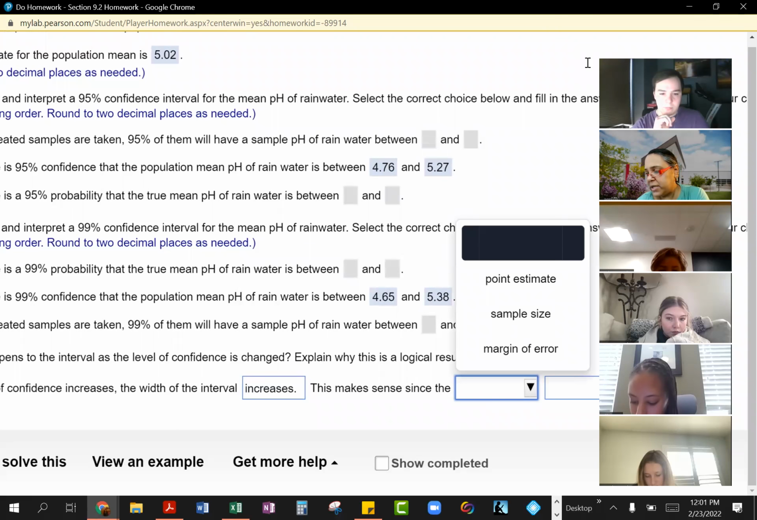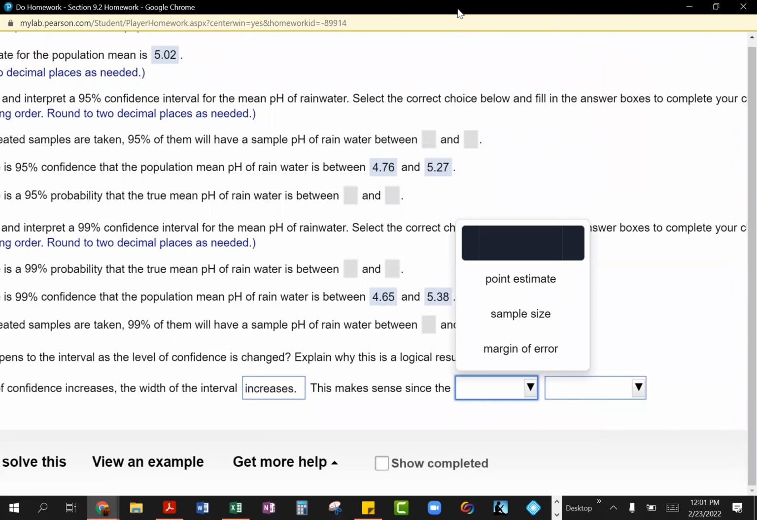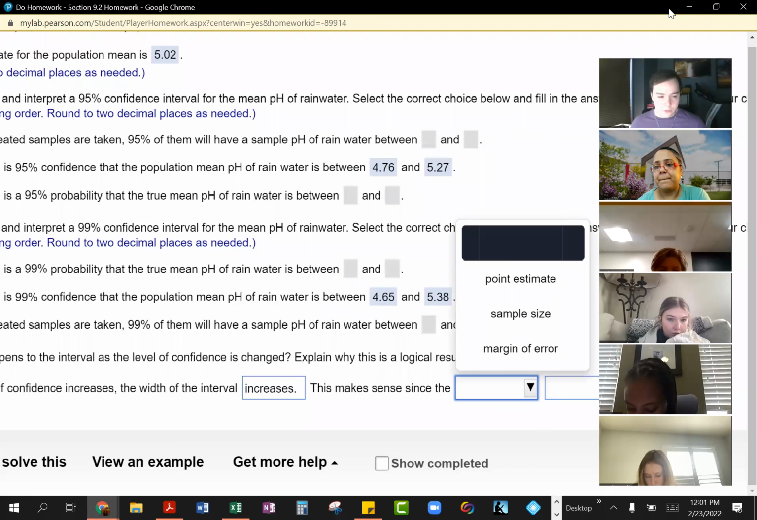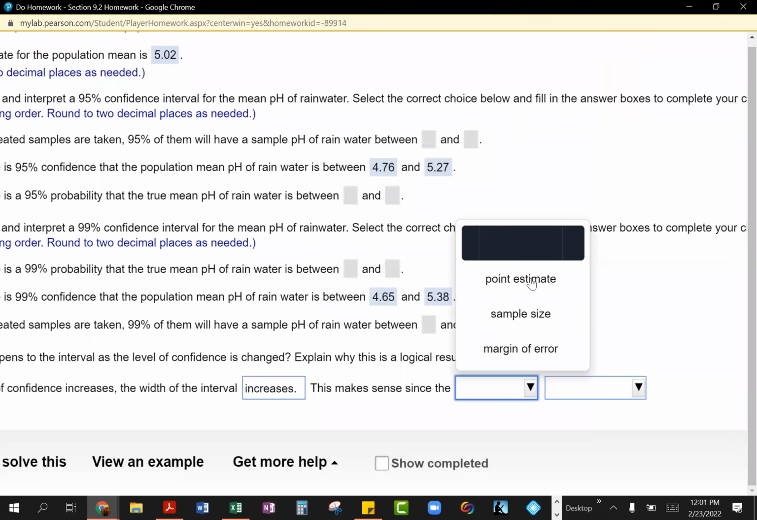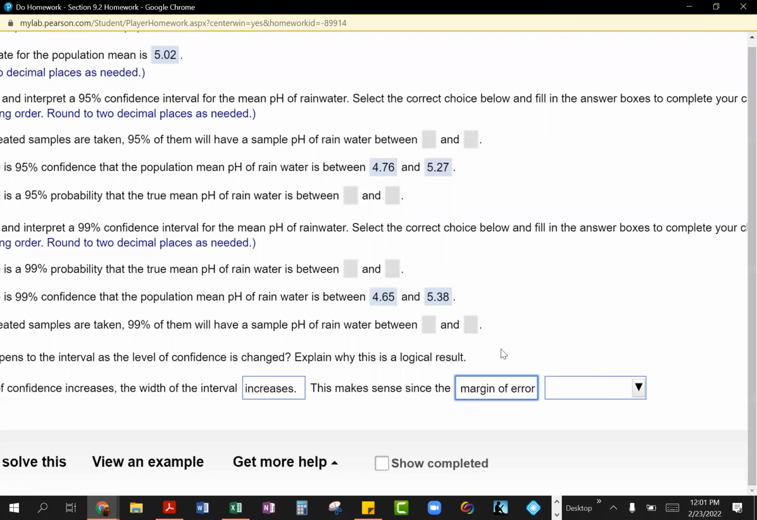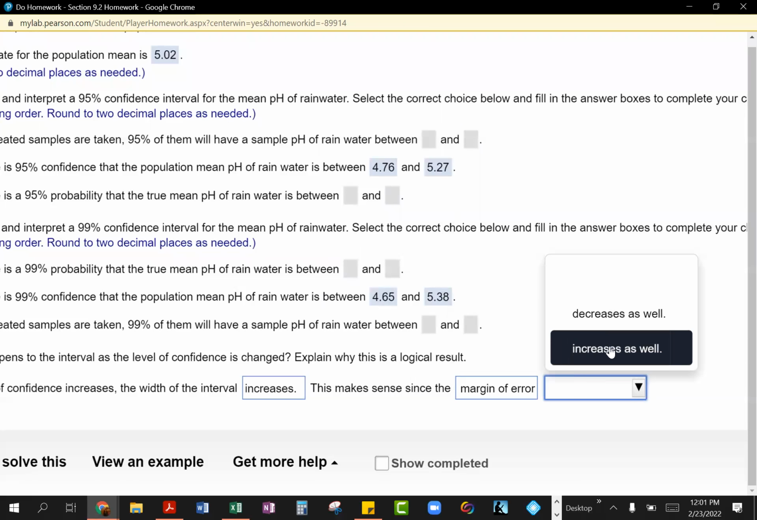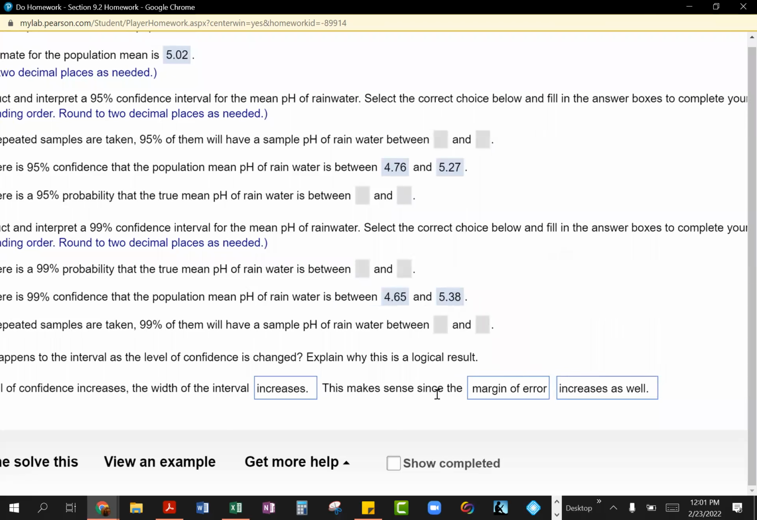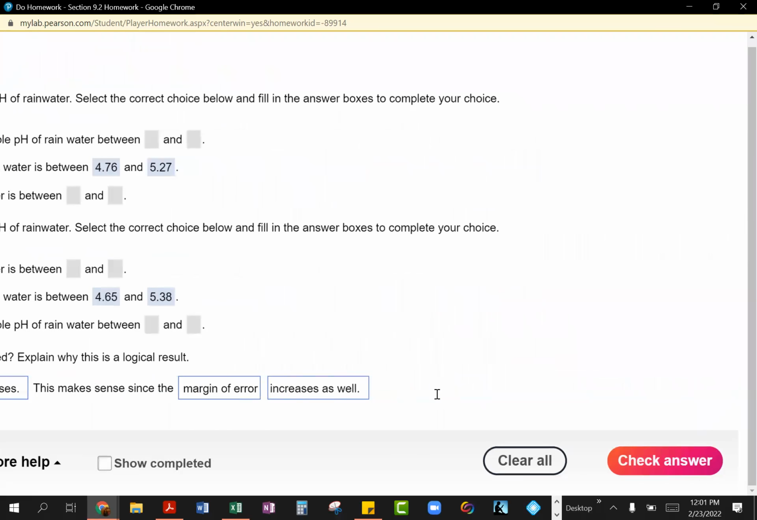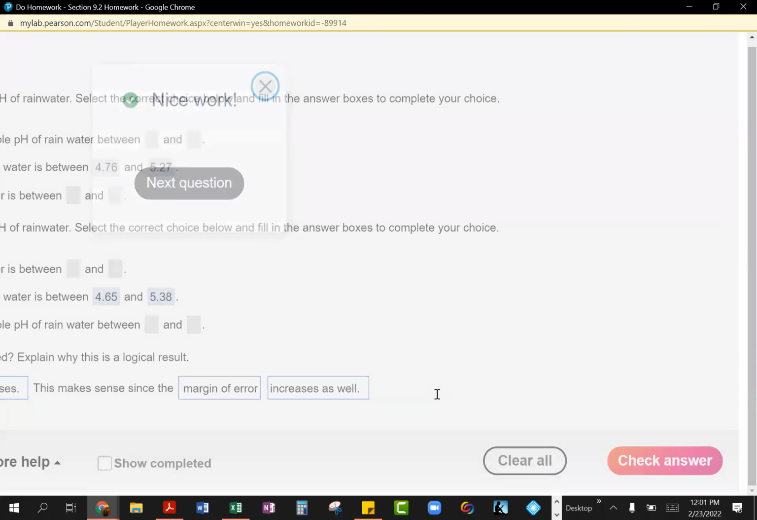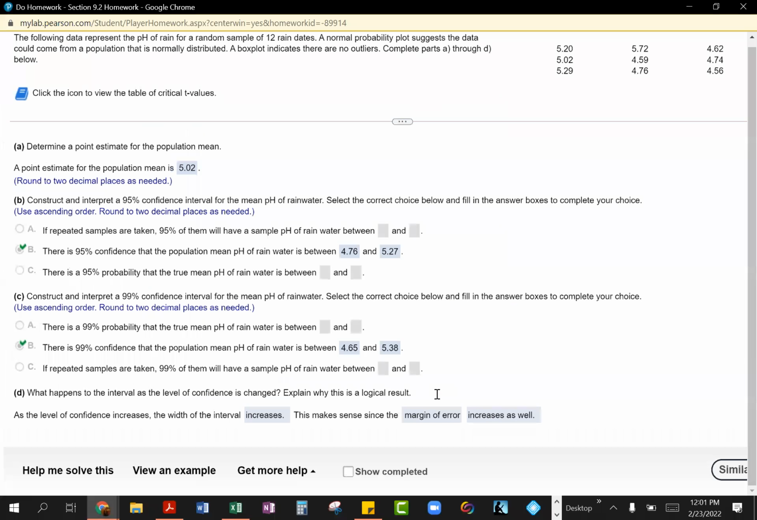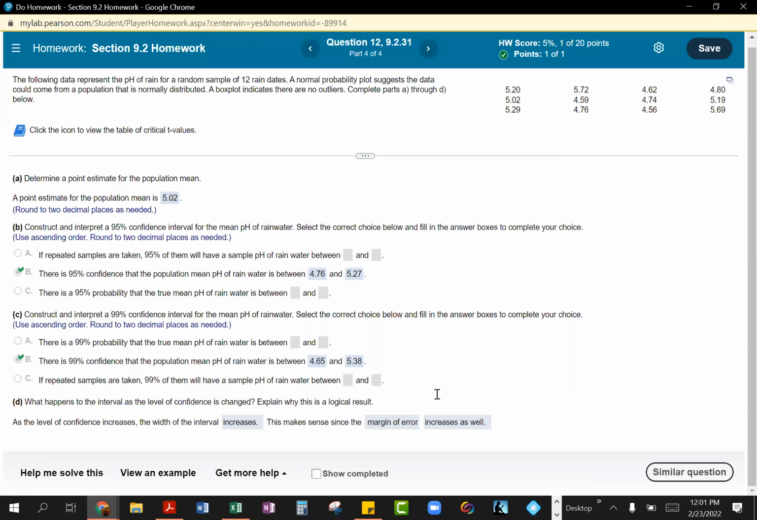Did our point estimate change? Did our sample size change, or did our margin of error change? Margin of error. Yeah, okay. Sample size is still 12. Point estimate is the mean. None of those numbers change. The only thing that changes is margin of error. And of course, your margin of error is also increasing because the width of the interval increased based on the margin of error. So that's how the margin of error and confidence intervals are connected together.